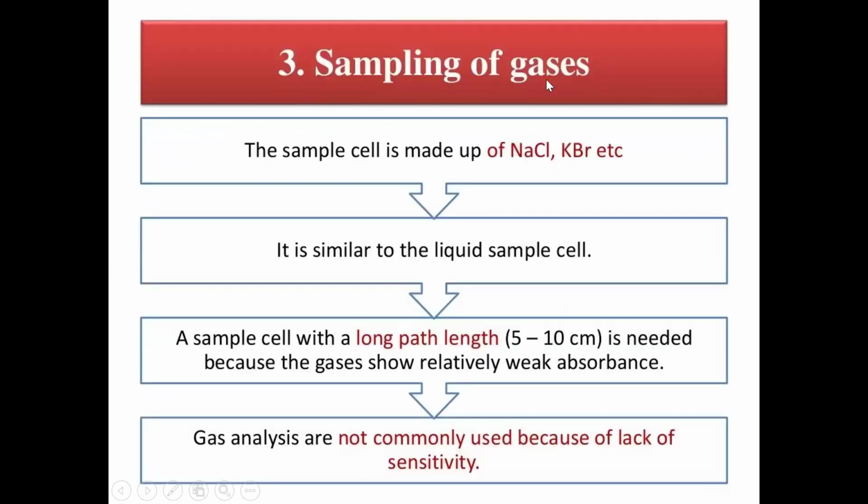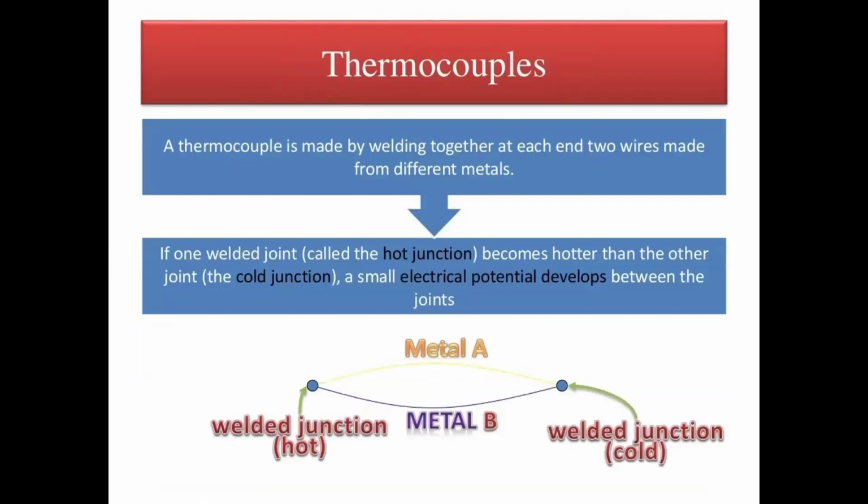Next, sampling of gases. Gases sampling ki sample cell is made up of NaCl or KBr. Length of the sample cell is 5 to 10 centimeter. So this is about sample handling in infrared spectroscopy.